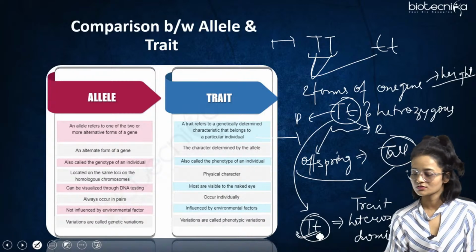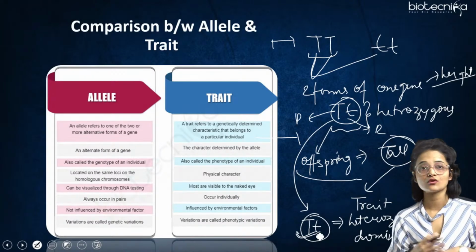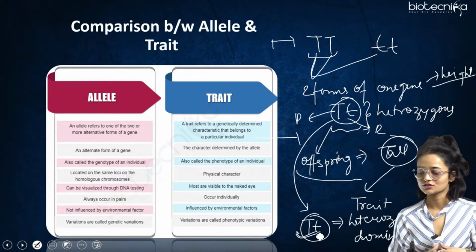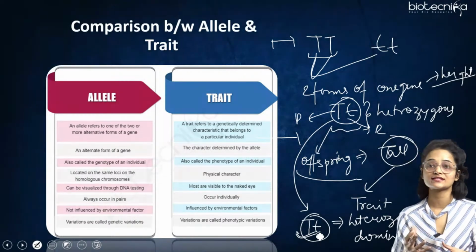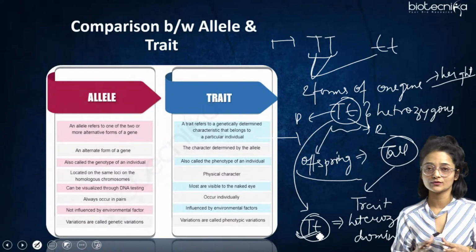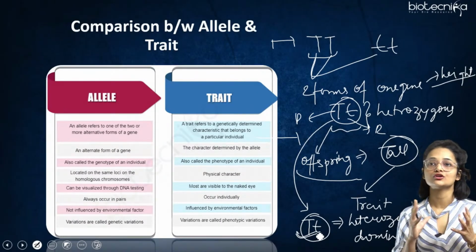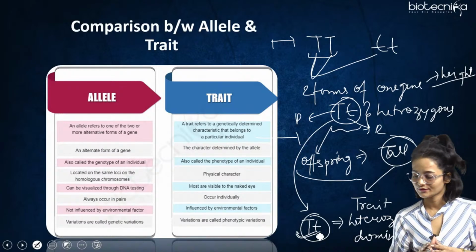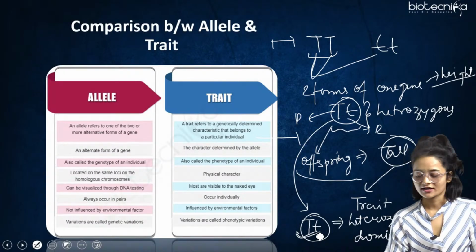Then it says that it is also called the phenotype of an individual, for the trait. So trait basically represents the phenotype of an individual, like what an individual really looks like from outside, right? It is a physical character actually.